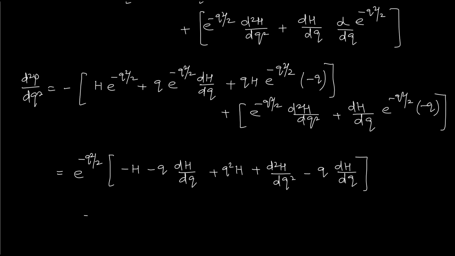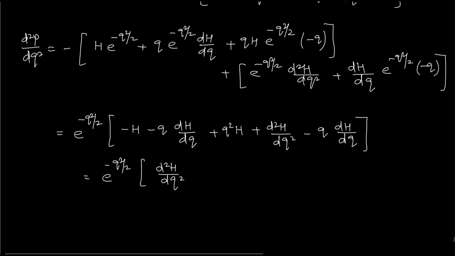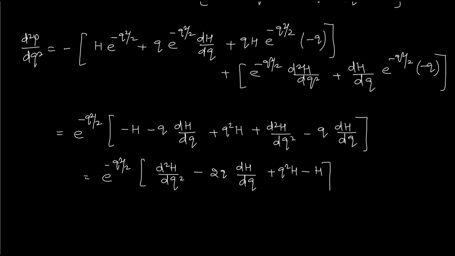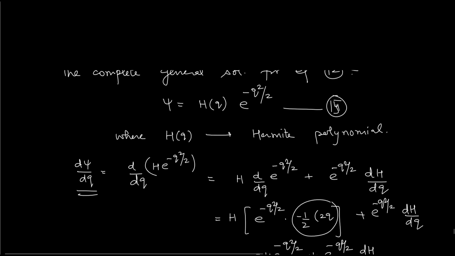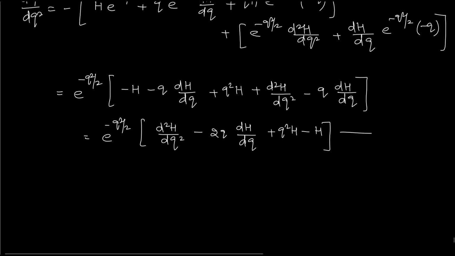So when we solve this, d2h by dq2 minus 2q dh by dq plus q square h minus h, and we mark this as equation number 16.